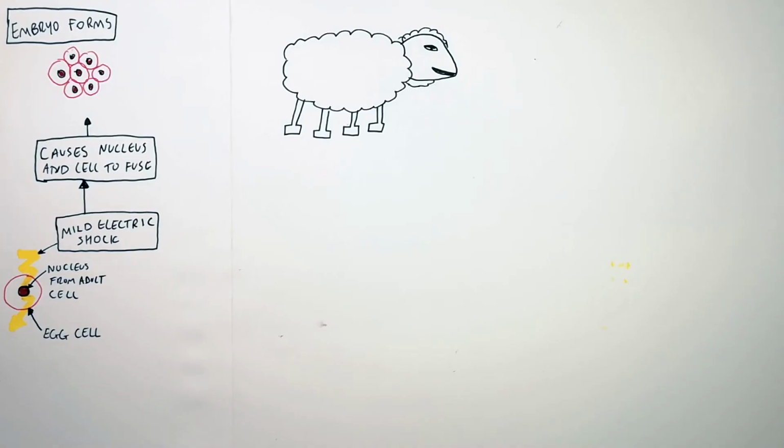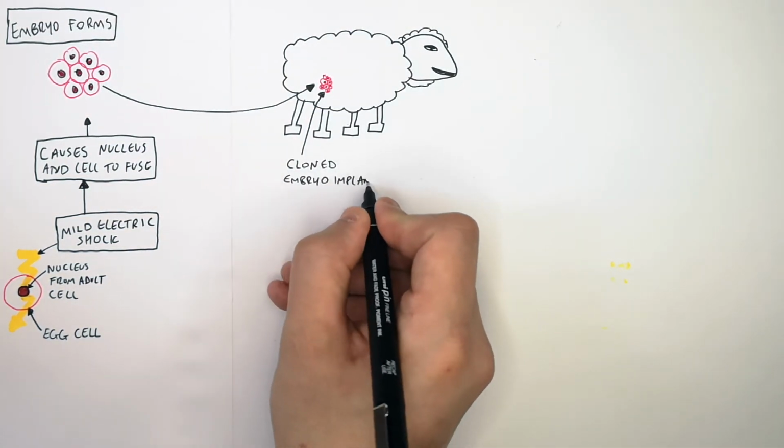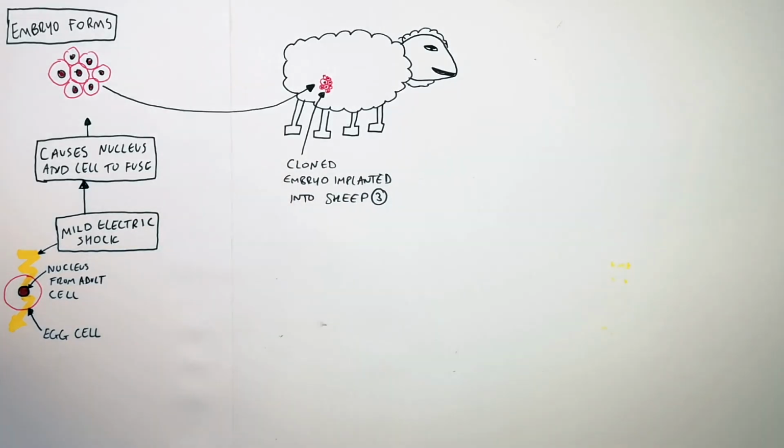The cloned embryo is then implanted into the uterus of another sheep. In this case, we're calling it sheep 3. Sheep 3 is what we call a surrogate. A surrogate carries the offspring of other parents.